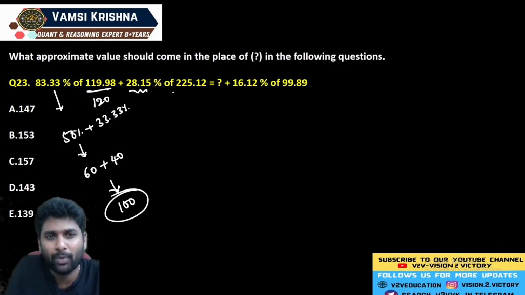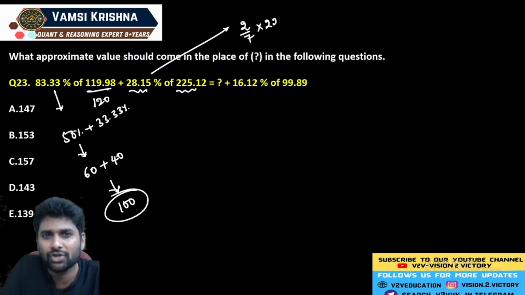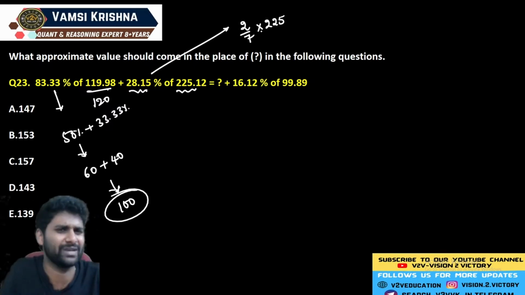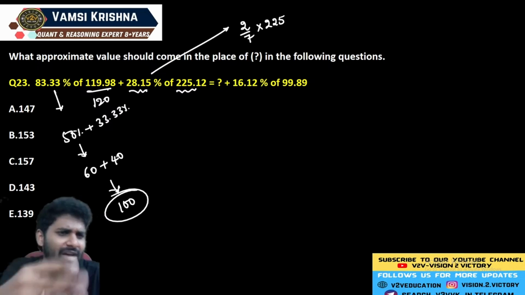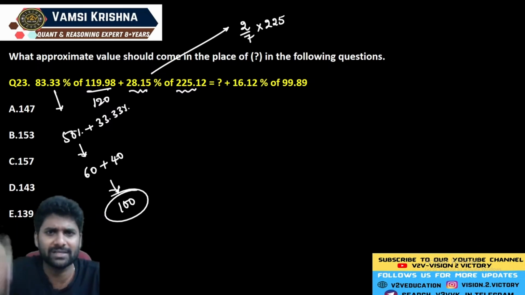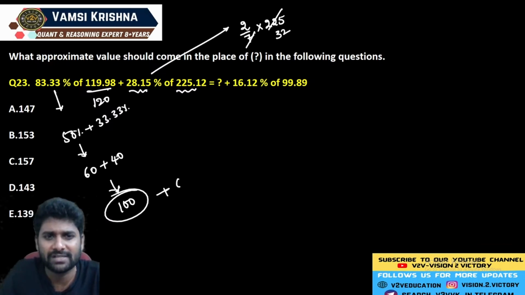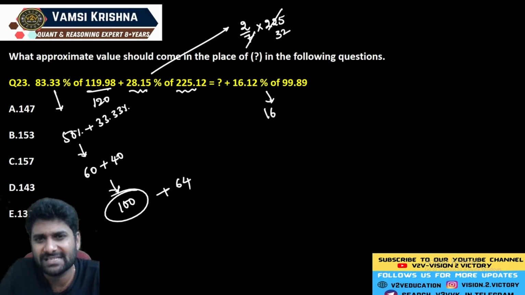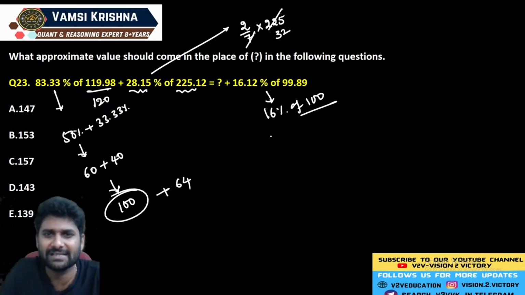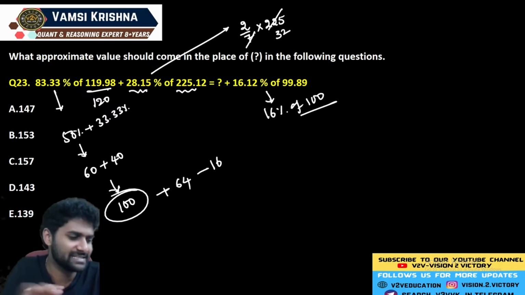Now 28.15 percentage of 225. Guys, 28.15, you can take 2 by 7th of this value, 225 or 6, anything is okay. Why? Because 2 by 7th value is equal to 28.56. So for 28.15 we are doing the approximation, right? You can take it in this way. 7 twos are 14, so 32 twos are 64. You can take it as 64. Now what about 16? It's 16 percentage of 100. Take 16, guys, and just subtract 16. If you take the other side, it's a subtraction symbol.